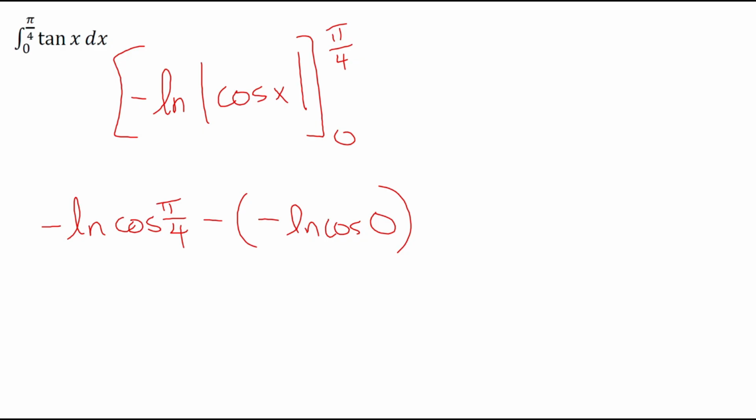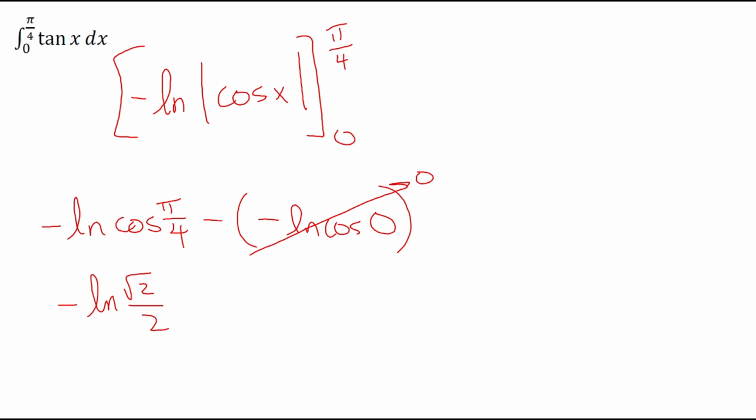Well, the cosine of pi over 4 is root 2 over 2, so this is negative natural log root 2 over 2. And then plus the natural log of the cosine of 0. Well, turns out actually the cosine of 0 is 1, but the natural log of 1 is 0, so this term is 0. So we just have negative natural log of root 2 over 2.